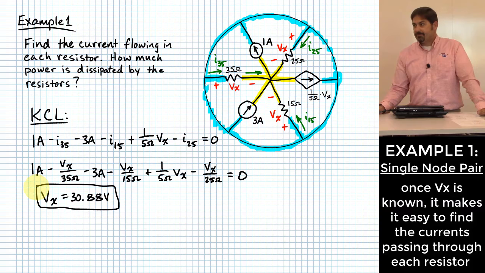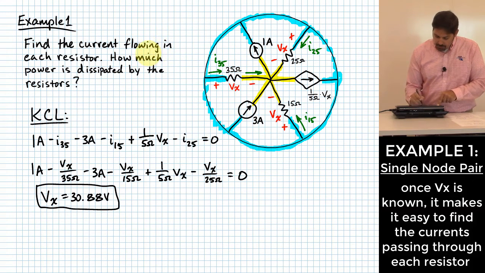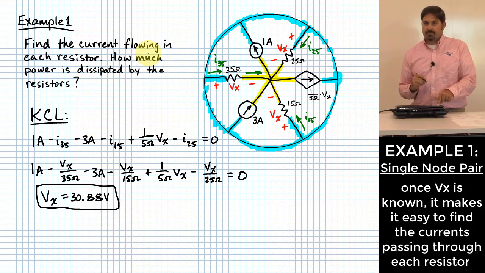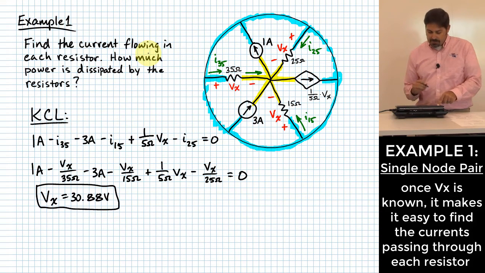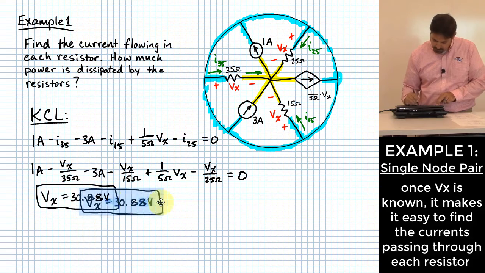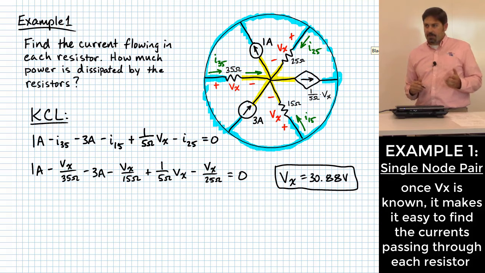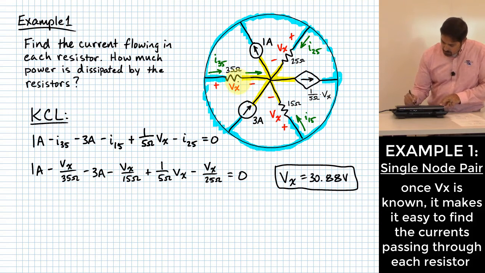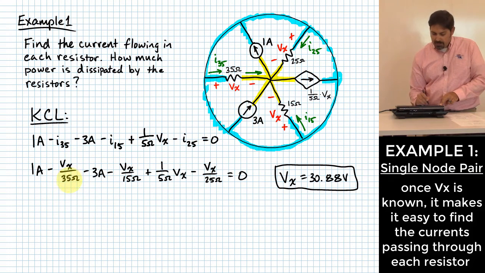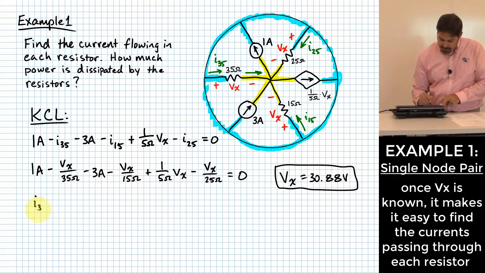What are we supposed to find? Current flowing in each resistor. Okay, how do I get there from knowing this voltage? Shall we start on the 35 ohm resistor again? We wrote an expression right here for how much current flowed in that resistor. Remember, we had I-35 equal to Vx over 35 ohms, so I-35 is going to be equal to Vx, which was just 30.88 volts, divided by 35 ohms.